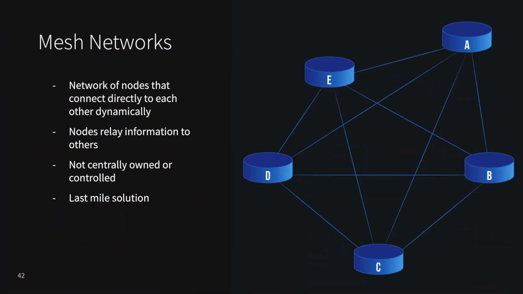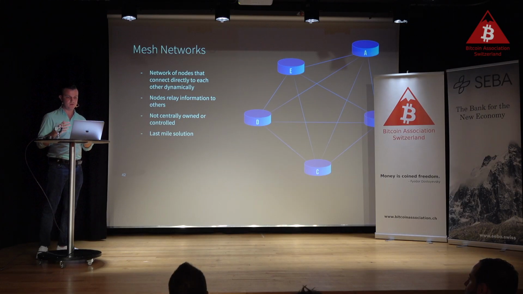I think most people will probably guess what a mesh network is, but it's just a network of nodes directly connected to each other. Every node is connected to every other node in range. All the nodes relay information that they receive, so they're kind of friendly and passing on information to each other, probably encrypted. It's not centrally owned. Nobody owns the network. Nobody can control it. So going back to that earlier slide where I said not your keys, not your coins, this is definitely your network. People own it.